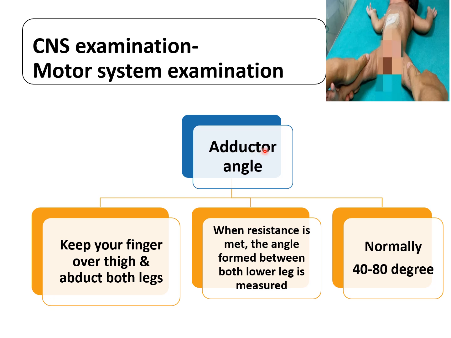In adductor angle, we have to keep our thumb and the finger over the thigh and we have to abduct both the legs. Here in this image you can see when you feel the resistance, then you have to measure the angle between both the legs here. And this angle is normally 40 to 80 degrees in a newborn baby.